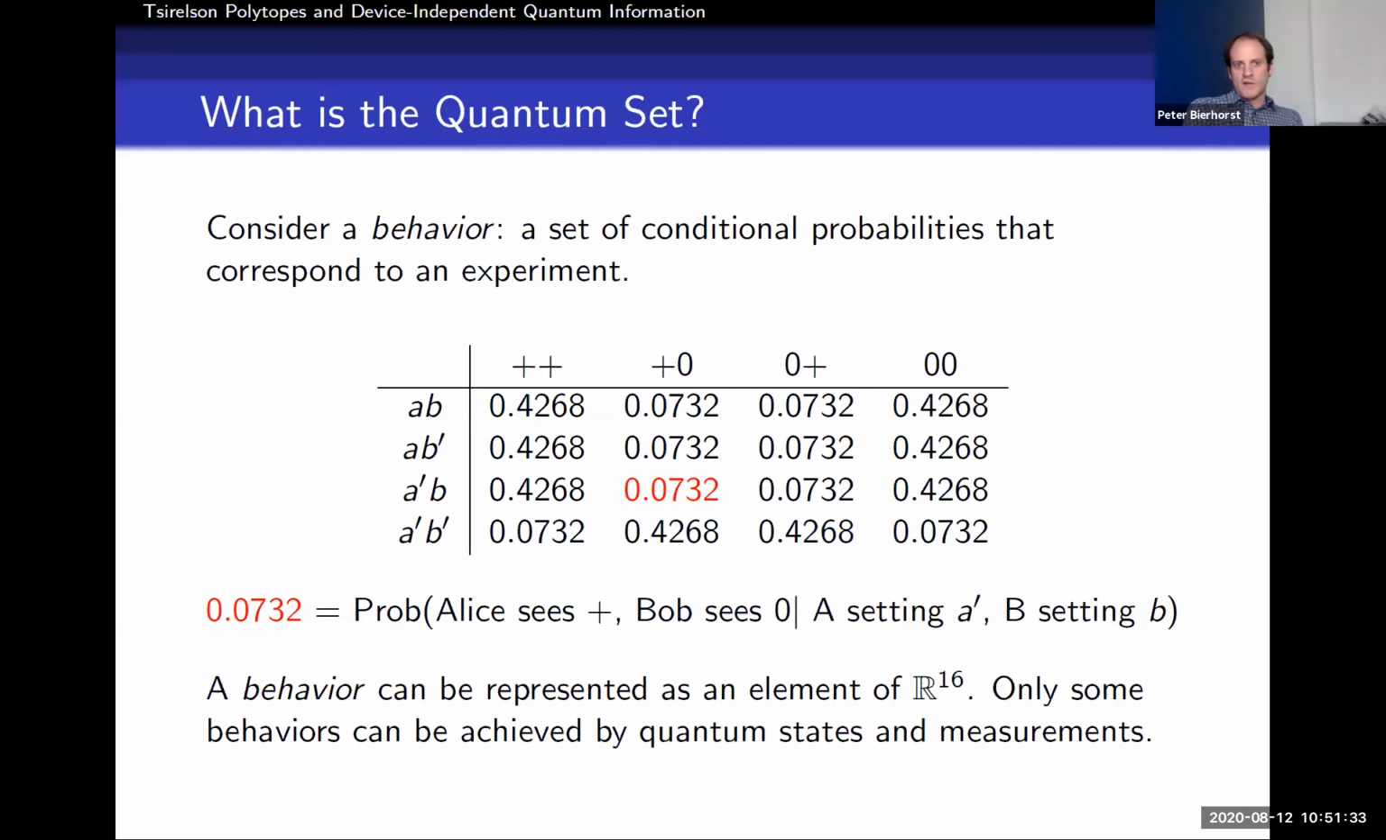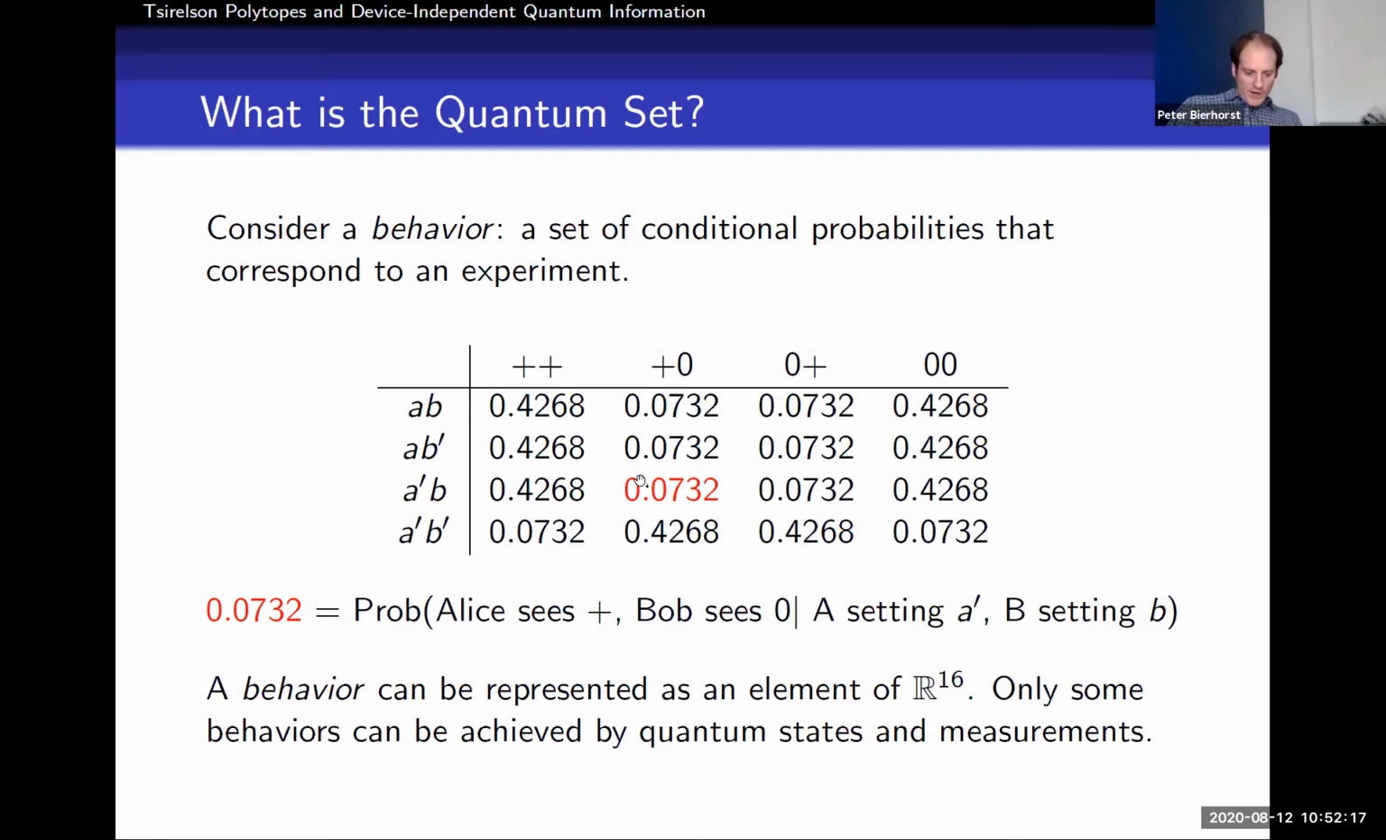And only some behaviors can be achieved by quantum states and measurements. So the quantum set is the set of all vectors in R16 that correspond to probability distributions that you can obtain by performing a quantum measurement on a quantum system. Okay, so that's the main thing here. The quantum set is every vector of probabilities that can come from a valid quantum measurement. And you could fill this table with some probabilities that cannot be obtained by measuring a quantum system.